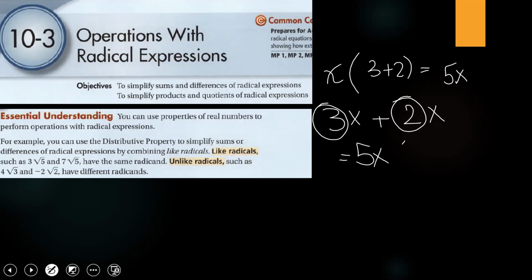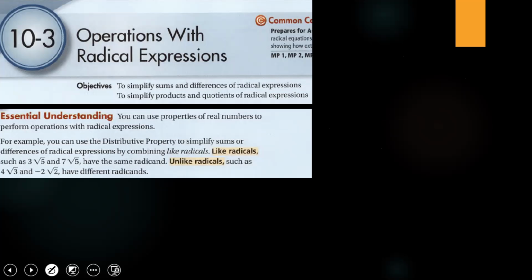But if you have 3x plus 2y, they are multiplied by different variables. Can I add them now? No, we cannot add them. They don't have the same variable, so we cannot add them. In radicals, we will do the same.